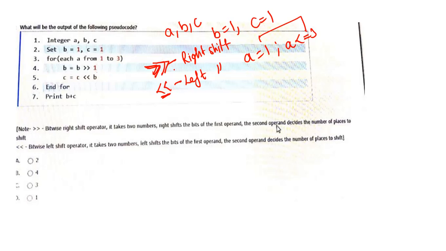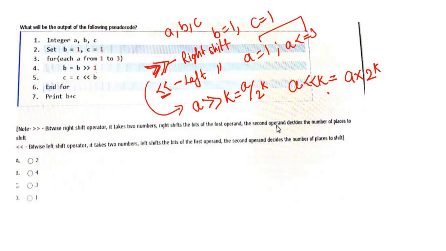Now what is the formula basically for right shift? For example, we are having a right shift by k. The formula we use is a divided by 2 raised to k, and similarly if we are having a left shift by k, the formula is a multiplied by 2 raised to k. So these are the two formulas, for right shift and for left shift. We'll be using the same formula here.